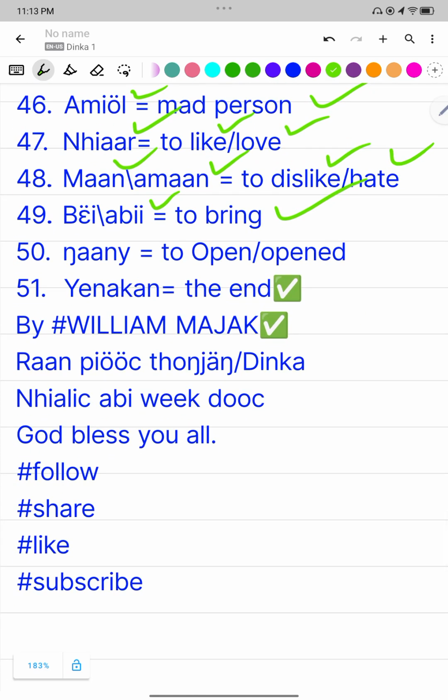Number 50. Ngany means to open, open it. To open the door or to open something. Utok angany means the door is opened. Ngany utok means open the door. That is it.